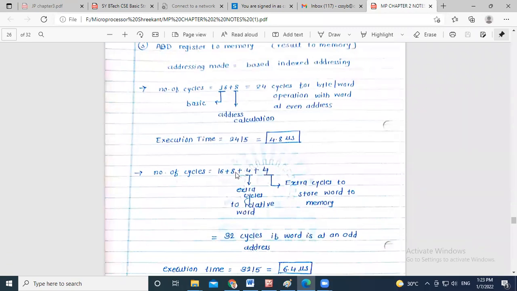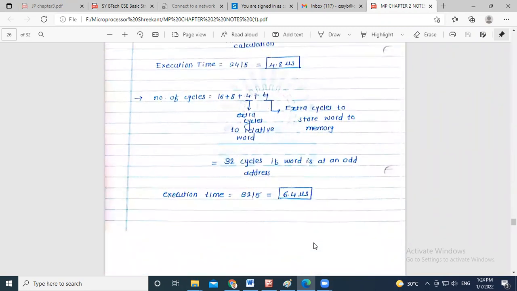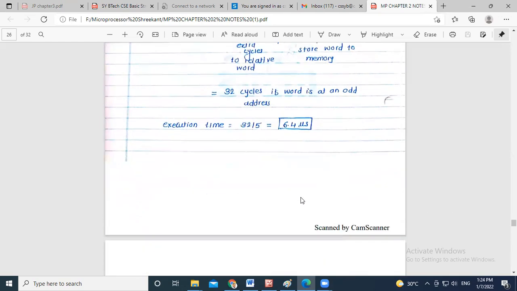So 16 plus 8 is 24. 24 plus 4 is 28. Again 28 plus 4 is 32. So you get 32 cycles for the word operation. If the total number of cycles is 32, what is the execution time? Execution time is again 32 divided by 5, total number of cycles divided by clock frequency. 32 by 5 is nothing but how much? You get 6.4 microseconds.